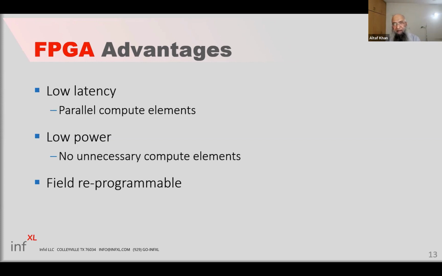But the benefit that most people do not talk about is power consumption. In an FPGA, only those parts of the computation are implemented which are required for the computation. If you use a microprocessor, it has many parts. If your program is not using those parts, you still get some penalty as far as energy consumption is concerned. But in an FPGA, you put exactly what you need. So therefore, energy consumption is optimized, minimized.